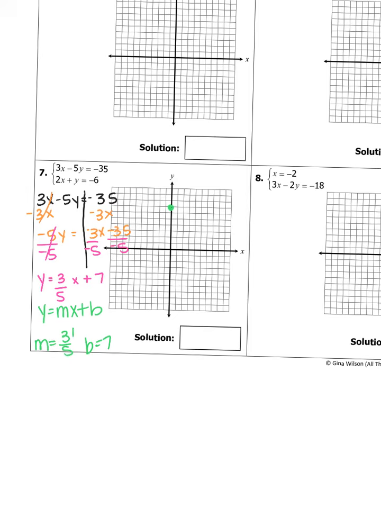And this would tell me to move up 3 and right 5. 1, 2, 3, right 1, 2, 3, 4, 5. So I'm going to also have to go the opposite direction. So that would be down 3 and left 1, 2, 3, 4, 5. Down 3, left 5. All right, so this is our line.